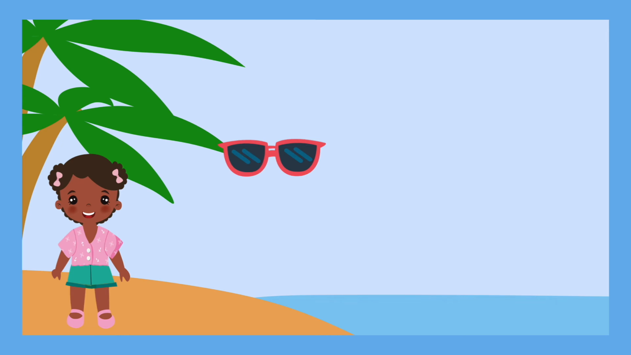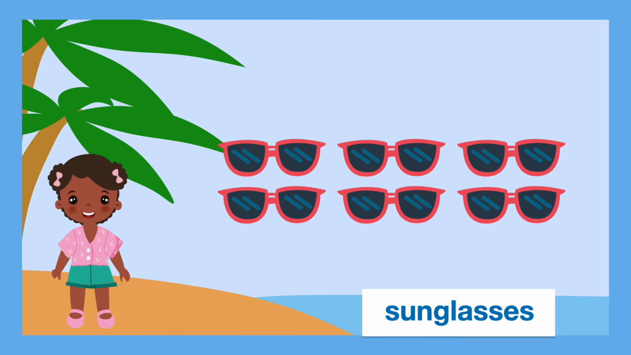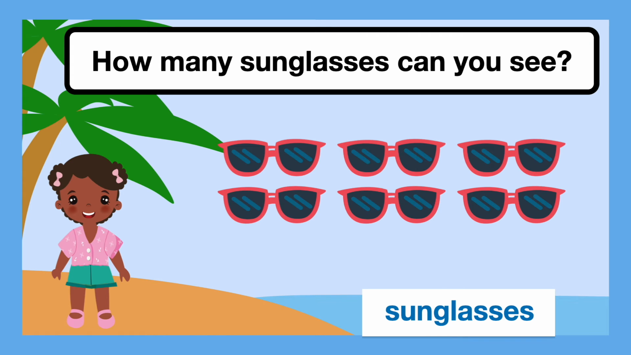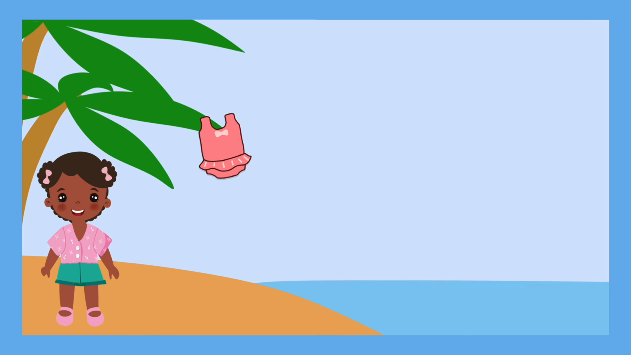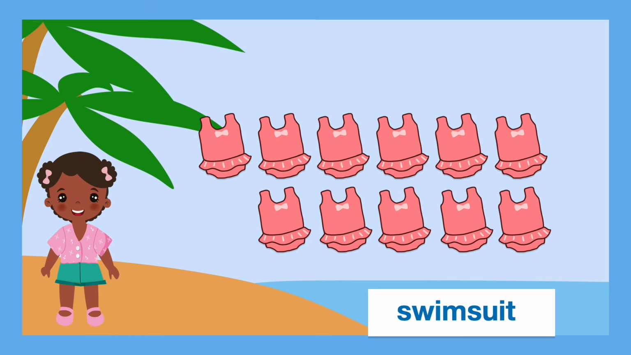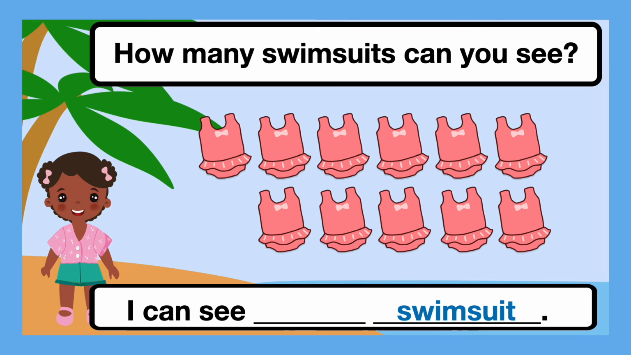What are these? They are sunglasses. Count the sunglasses on the screen. How many sunglasses can you see? I can see 6 sunglasses. What's this? It's a swimsuit. How many swimsuits can you see? I can see 11 swimsuits.